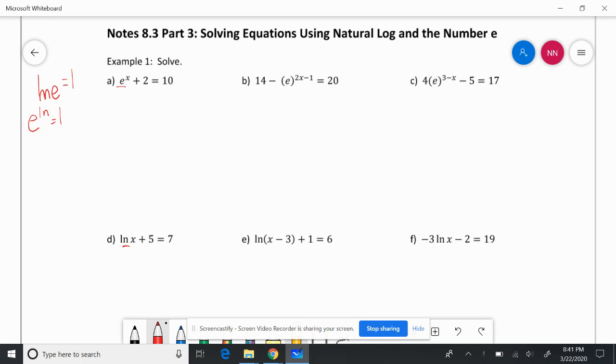So for the first example, we're going to subtract 2, and that gives us e to the x equals 8. Then we have to get rid of the base e, so we're going to do a natural log on both sides. That, of course, becomes 1. So we have x equals, and then in our calculator, we hit natural log of 8, and that gives us 2.08.